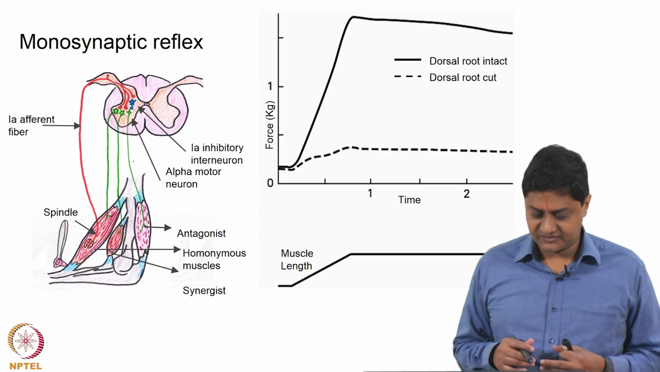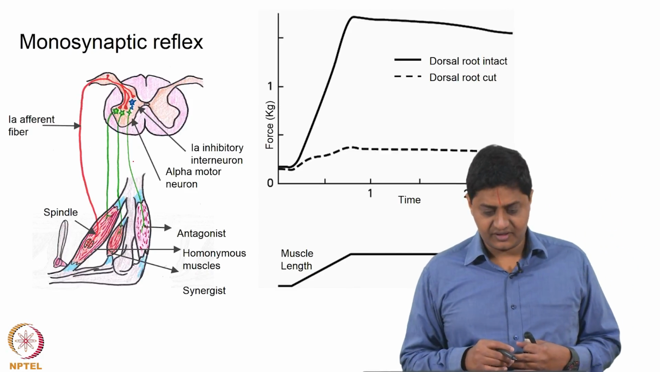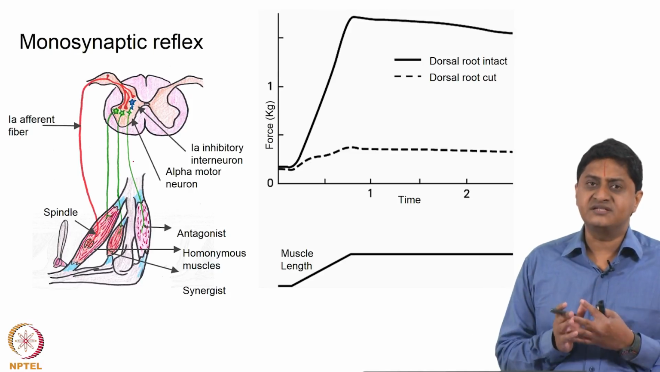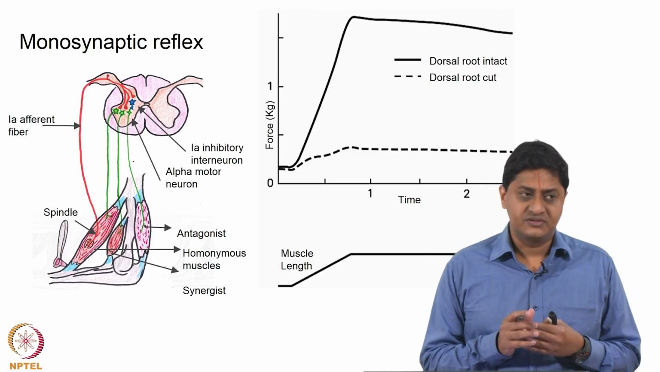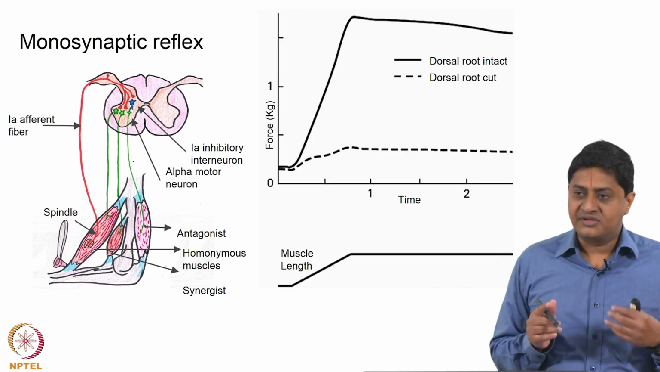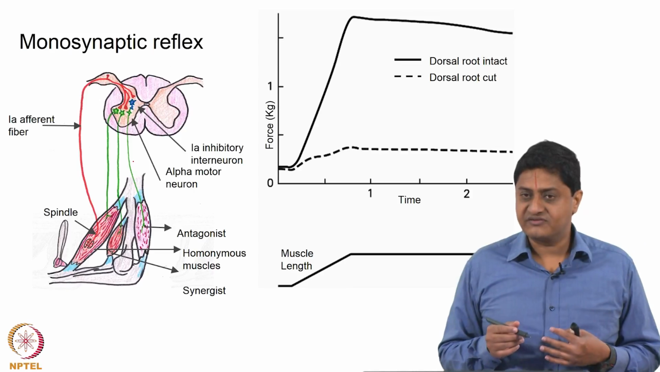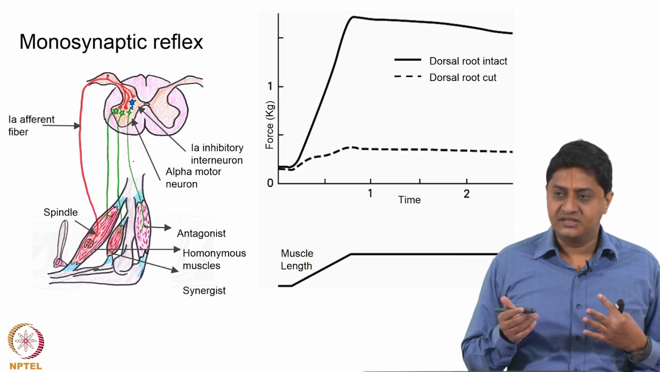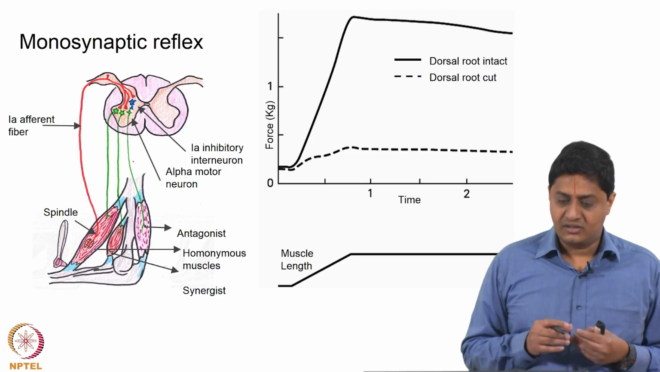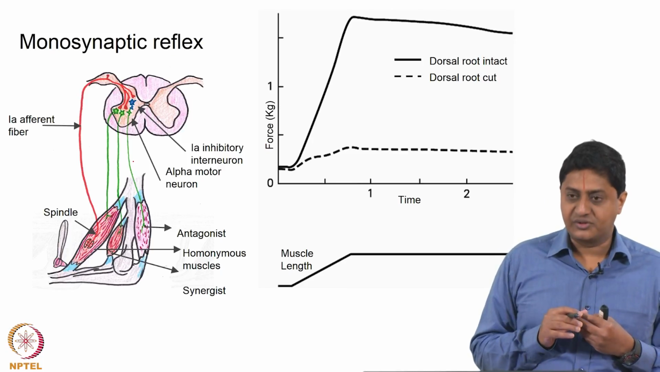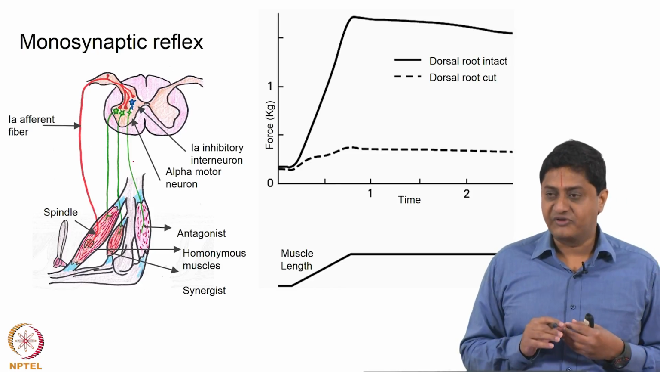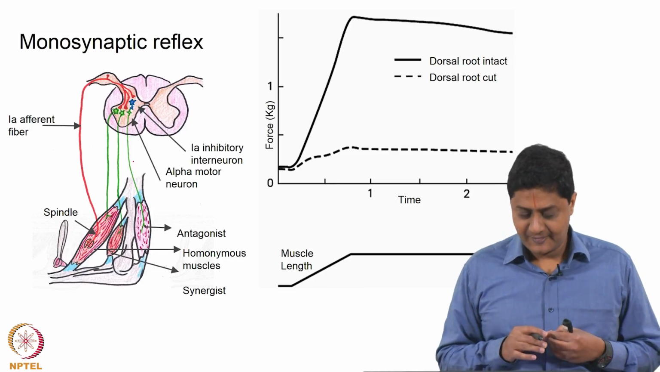Let us remind ourselves of the monosynaptic reflex. What does this do? This resists the lengthening of a given muscle. If a muscle is stretched or lengthened, the muscle spindle 1A afferents fire and excite the alpha motor neurons of the same muscle and cause contraction, or prevent stretching in some sense.